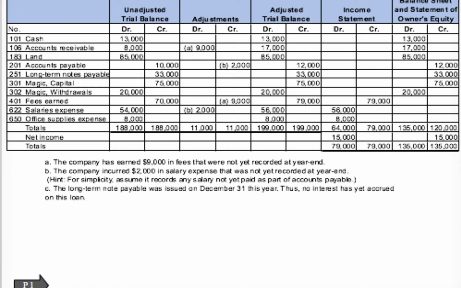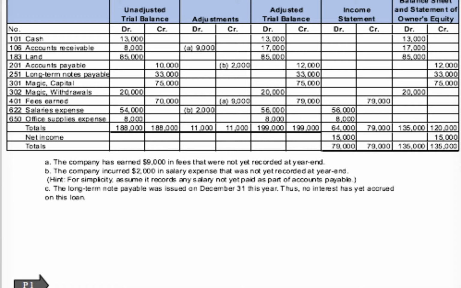Every account on the adjusted trial balance is an asset, a liability, or some component of equity: capital, withdrawals, revenues, or expenses. Assets are reported on the balance sheet. We transfer the adjusted asset balances to the balance sheet column. You just push it over there. Cash, accounts receivable, and land.